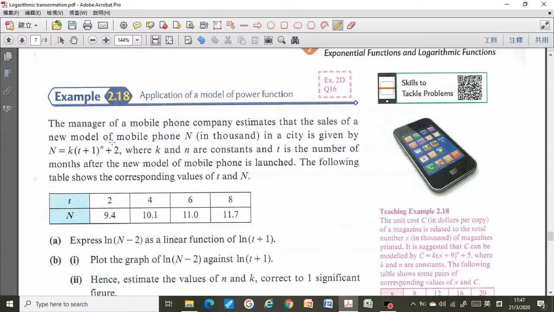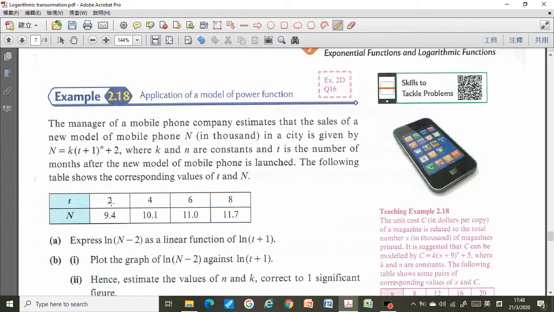In example 2.18, the manager of a mobile phone company estimates the sales, N, of a new model of mobile phone. Now you are not using the y, it is the N. It is just the same, just a variable. In a city, it is given by N equal to k times (t plus 1) to the power n. T is like the variable x, but we do not use x here. And k and n are constants, and t is the number of months after the new model of mobile is launched. And then the data you get.